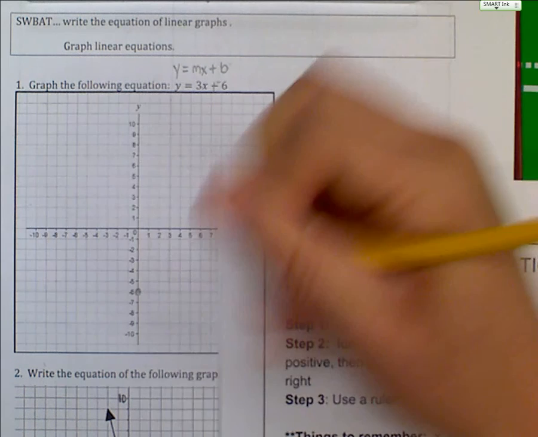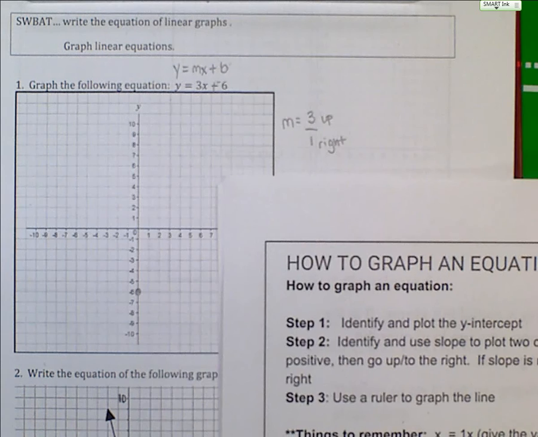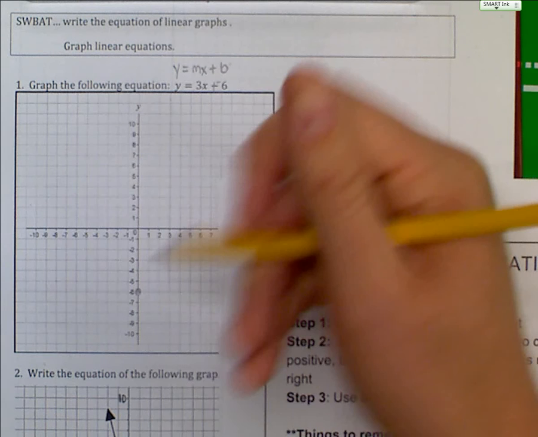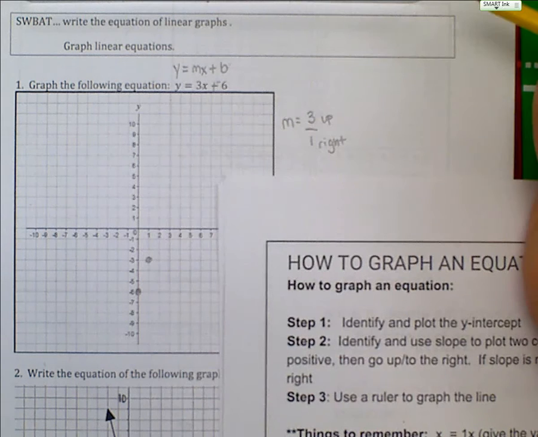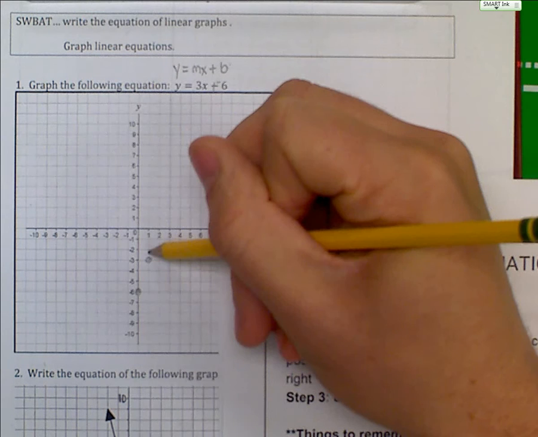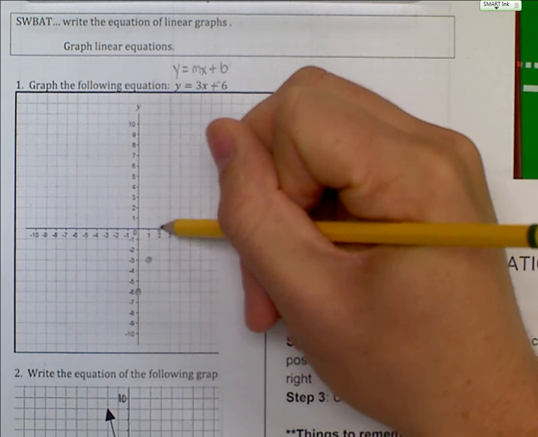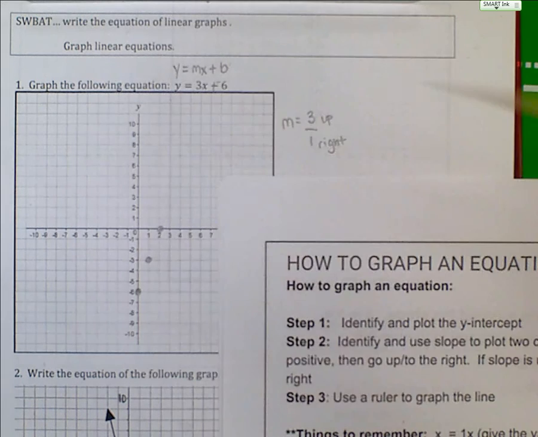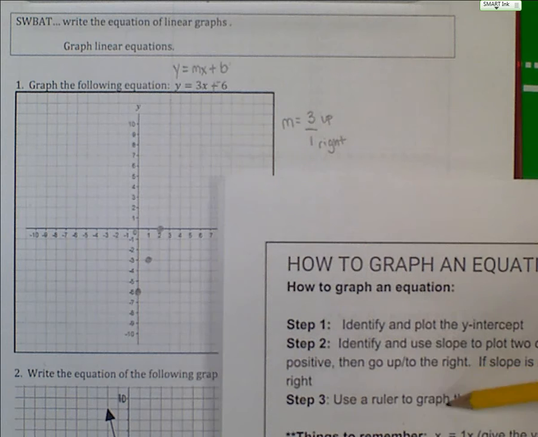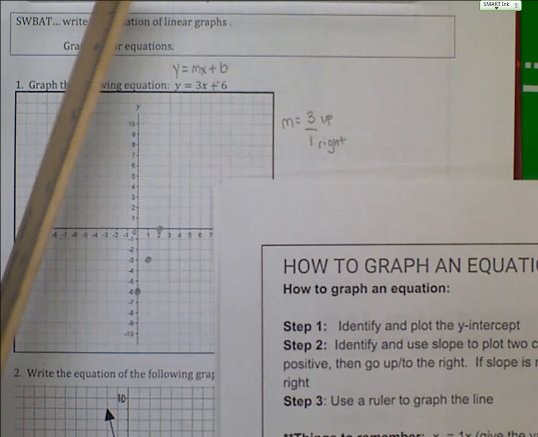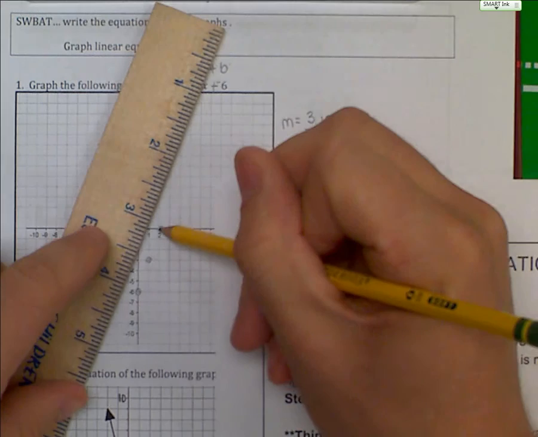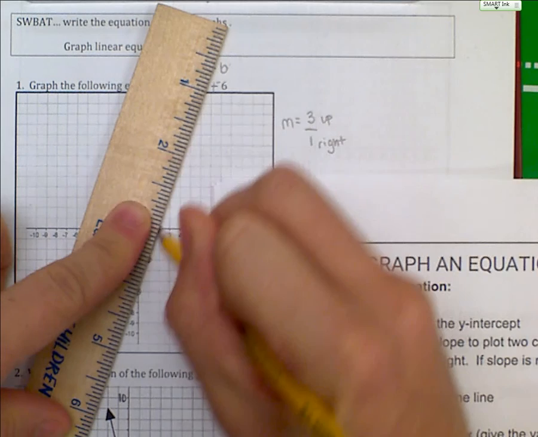And I'm going to use the y-intercept as where to start. Up 1, 2, 3, over 1. 1 point. Up 1, 2, 3, over 1. And once I have 3 coordinates, or 3 points, I'm going to finish it off by using step 3 here to use a ruler to graph the line. So it's a nice straight line going all the way through the graph.